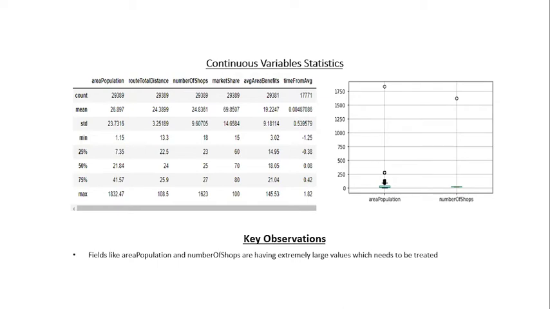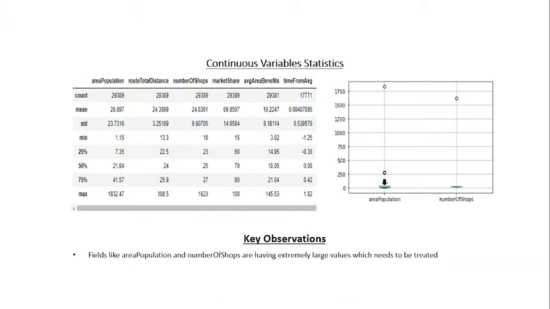Further in our analysis, when I looked at the continuous variable statistics, it was showing a lot of outliers. For example, in area population, the max value is 1832, while the 75th percentile is 41, and the mean is 26. So this is clearly an outlier. The box plot on the right-hand side also shows the outlier values which need to be treated.